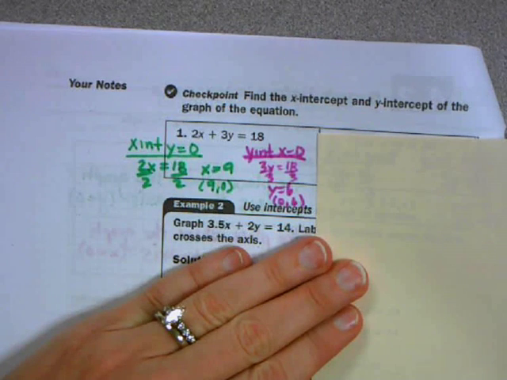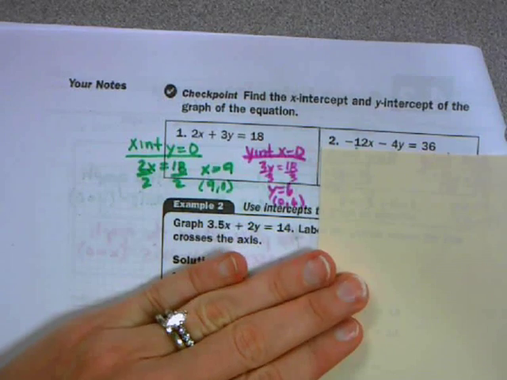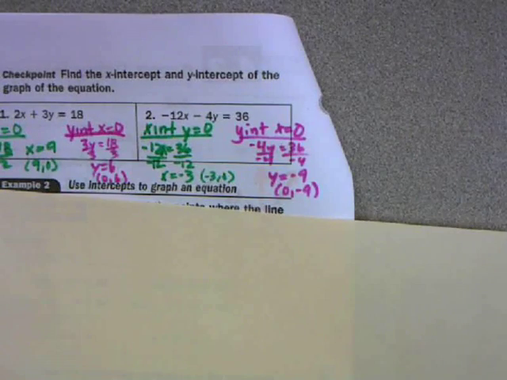Okay, so go ahead and pause the video, do number 2, and then I'll show you the x and y intercepts. So the x and y intercepts, you should have gotten (-3, 0), or x equals negative 3. And the y-intercept was (0, -9), or y equals negative 9.